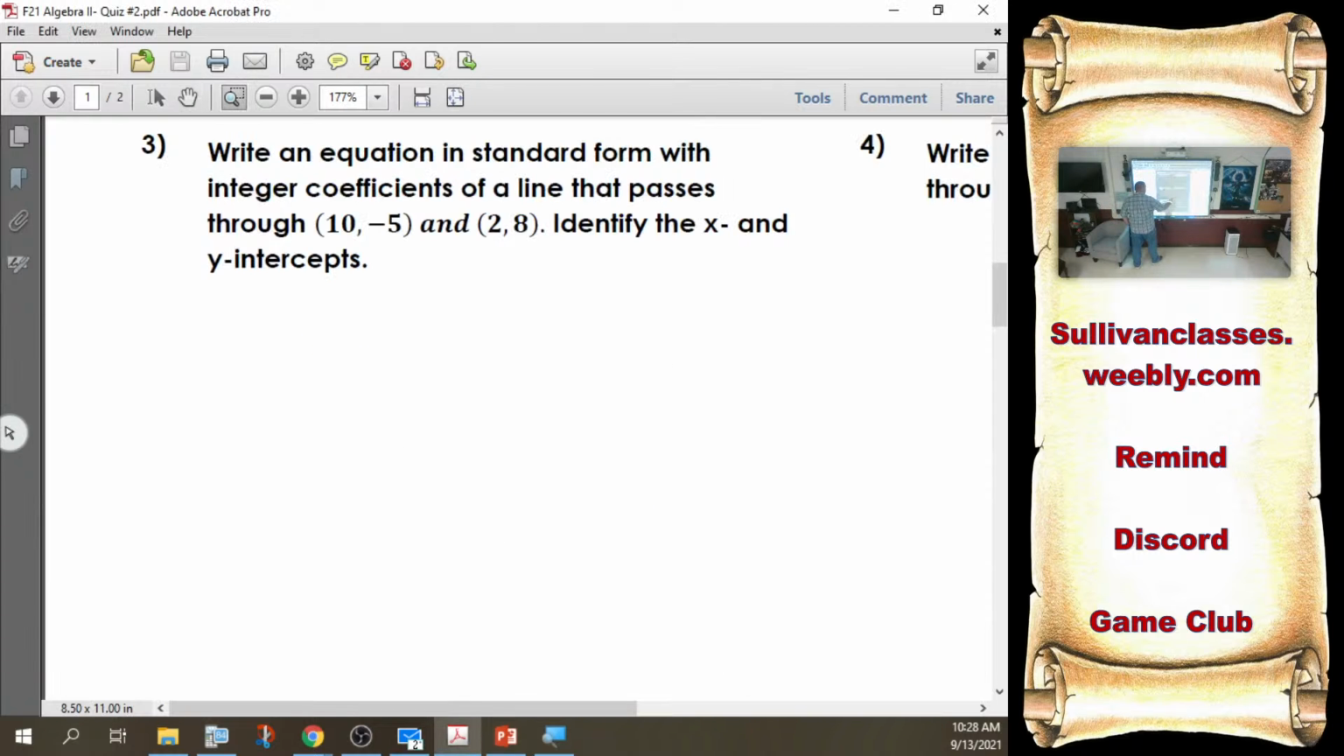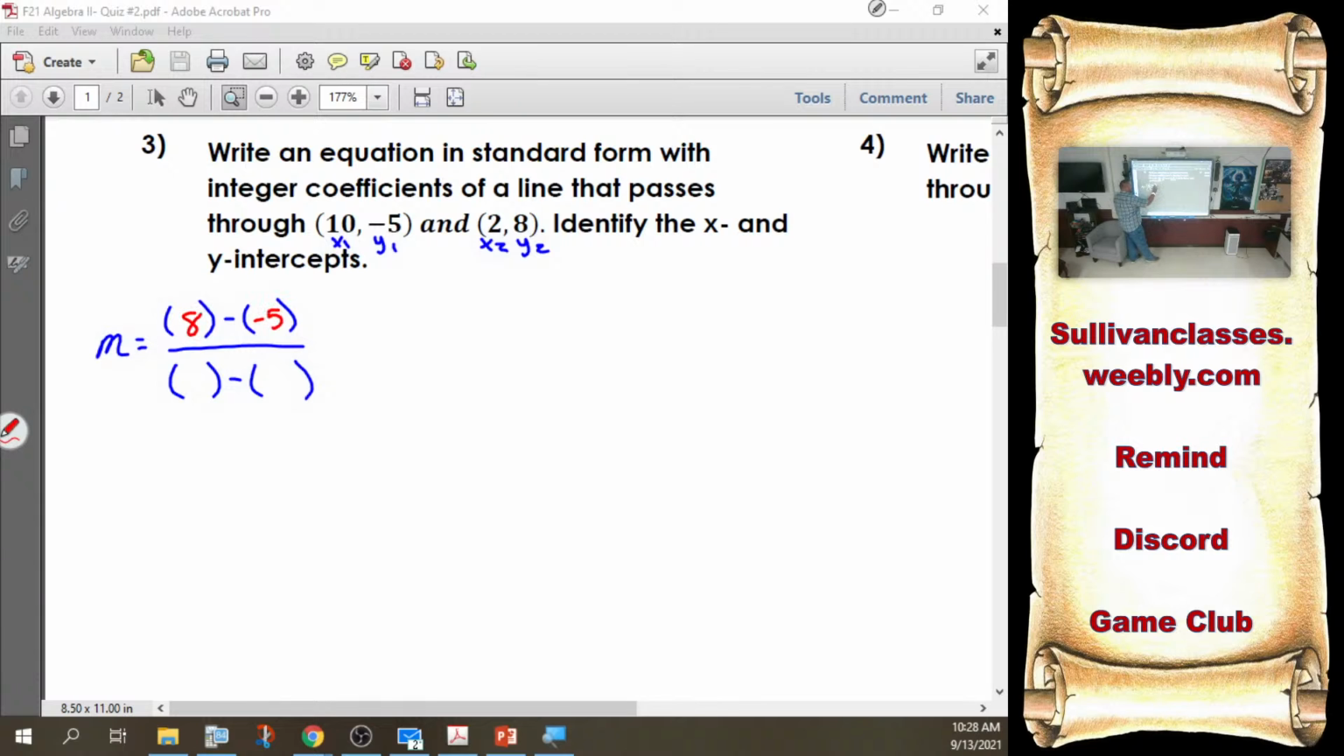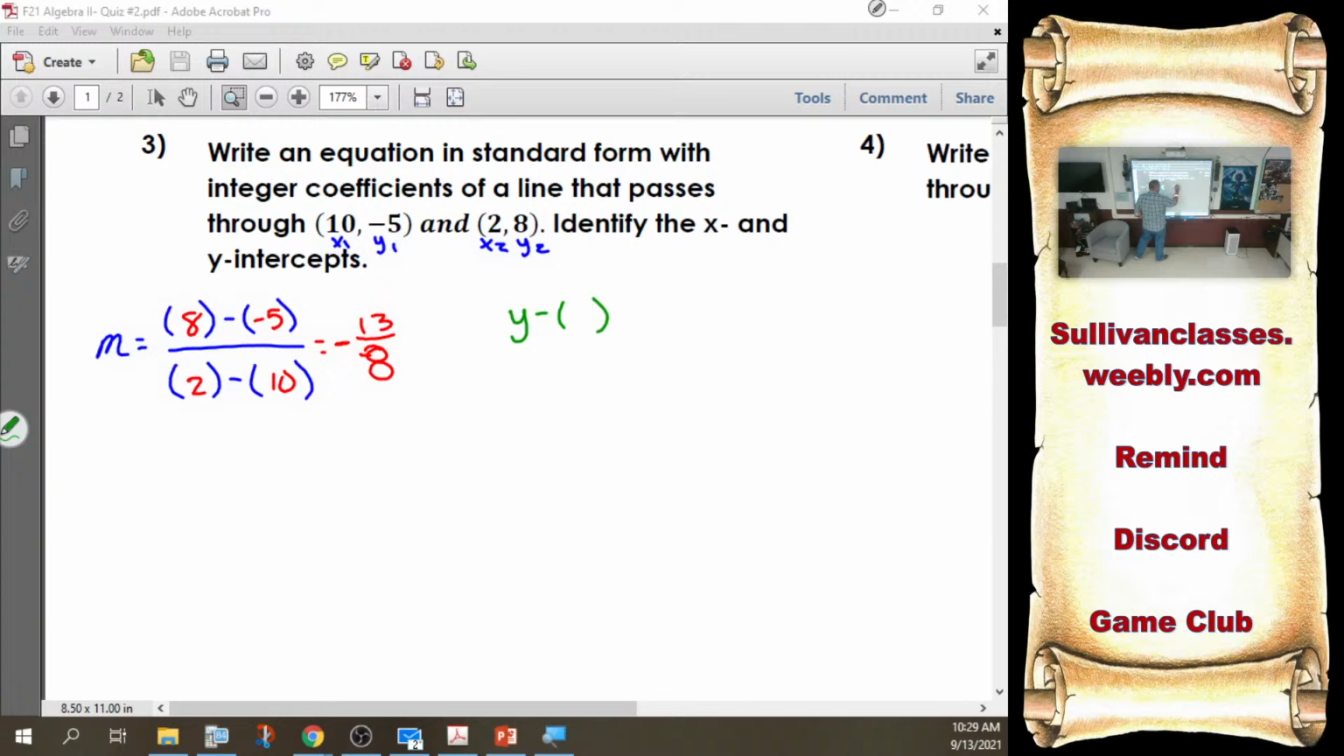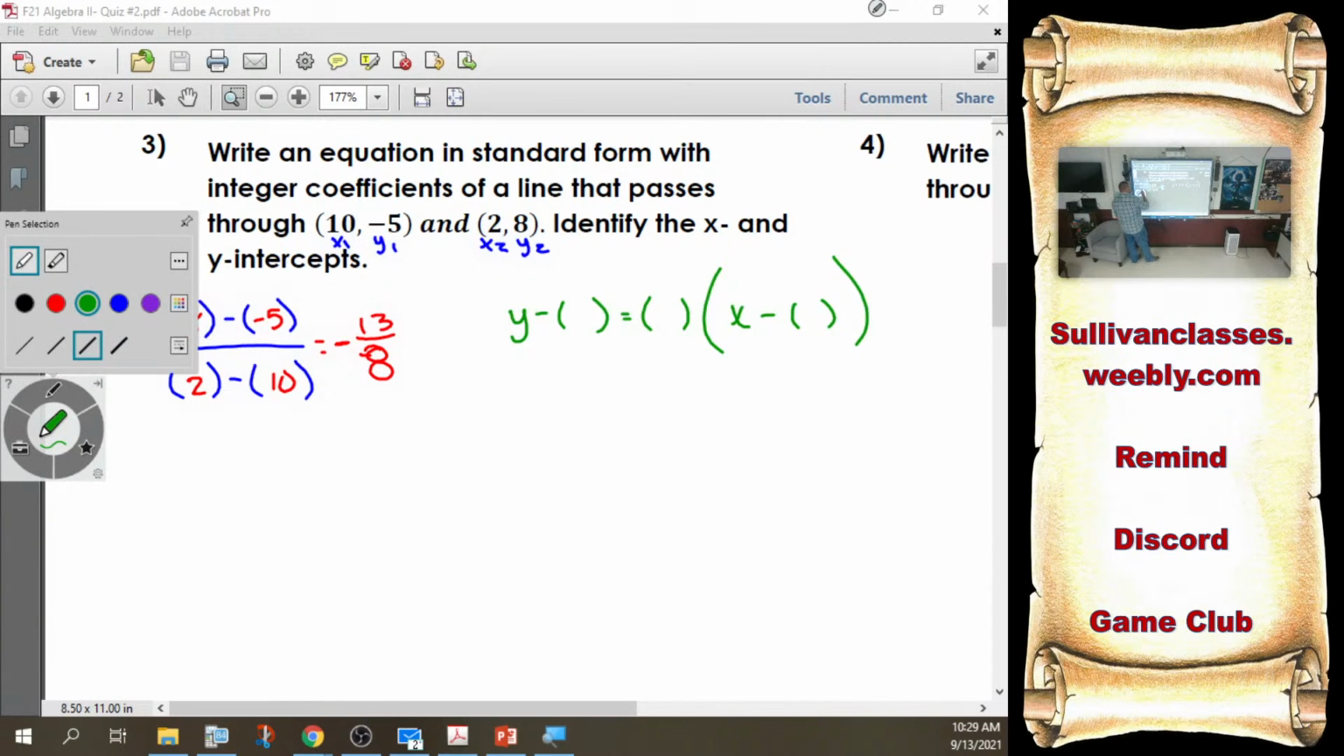Okay. Same thing, except this time we're headed to standard form. So I still have to go, slope is y2 minus y1 over x2 minus x1. Label x1, y1, x2, y2. Say 8 minus a -5, 2 minus a 10 is a 13 eighths, and I'll put the negative out front. I got a slope. Yay. Y minus y1 is m by x minus x1. It's all plug and chug stuff.